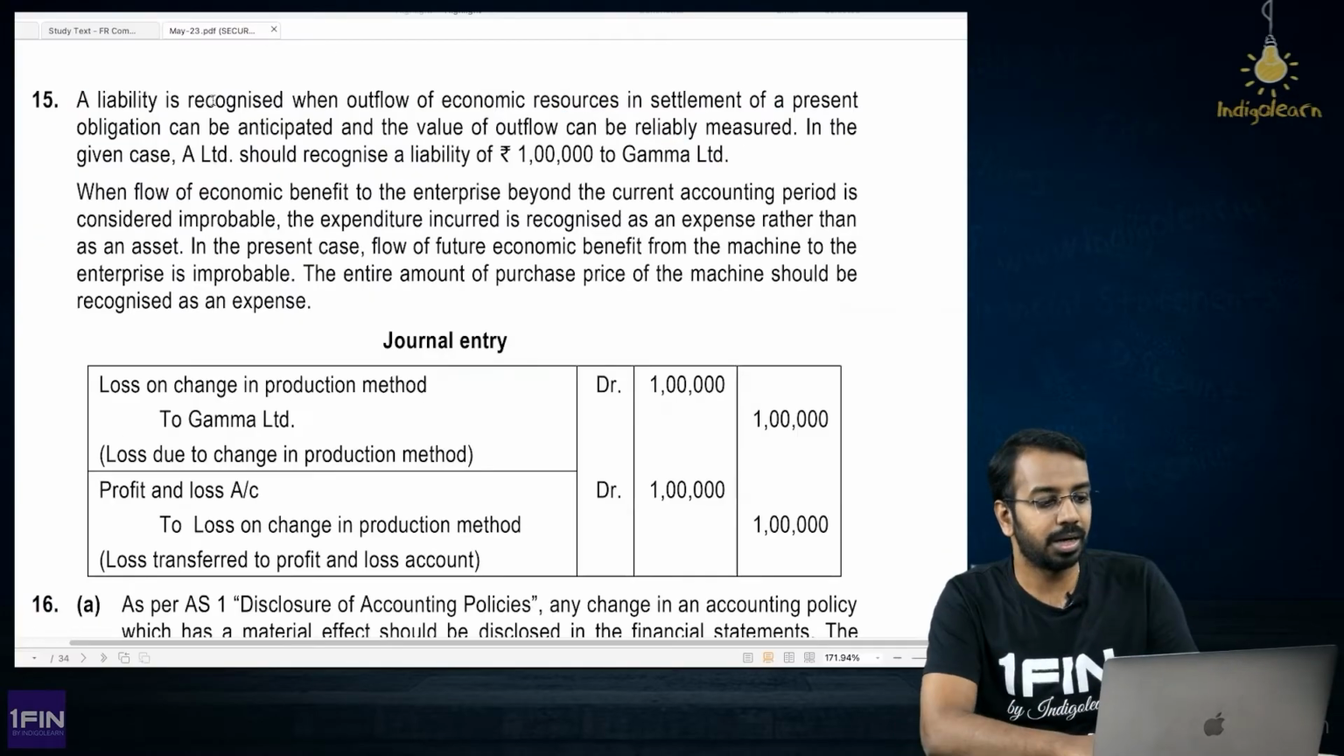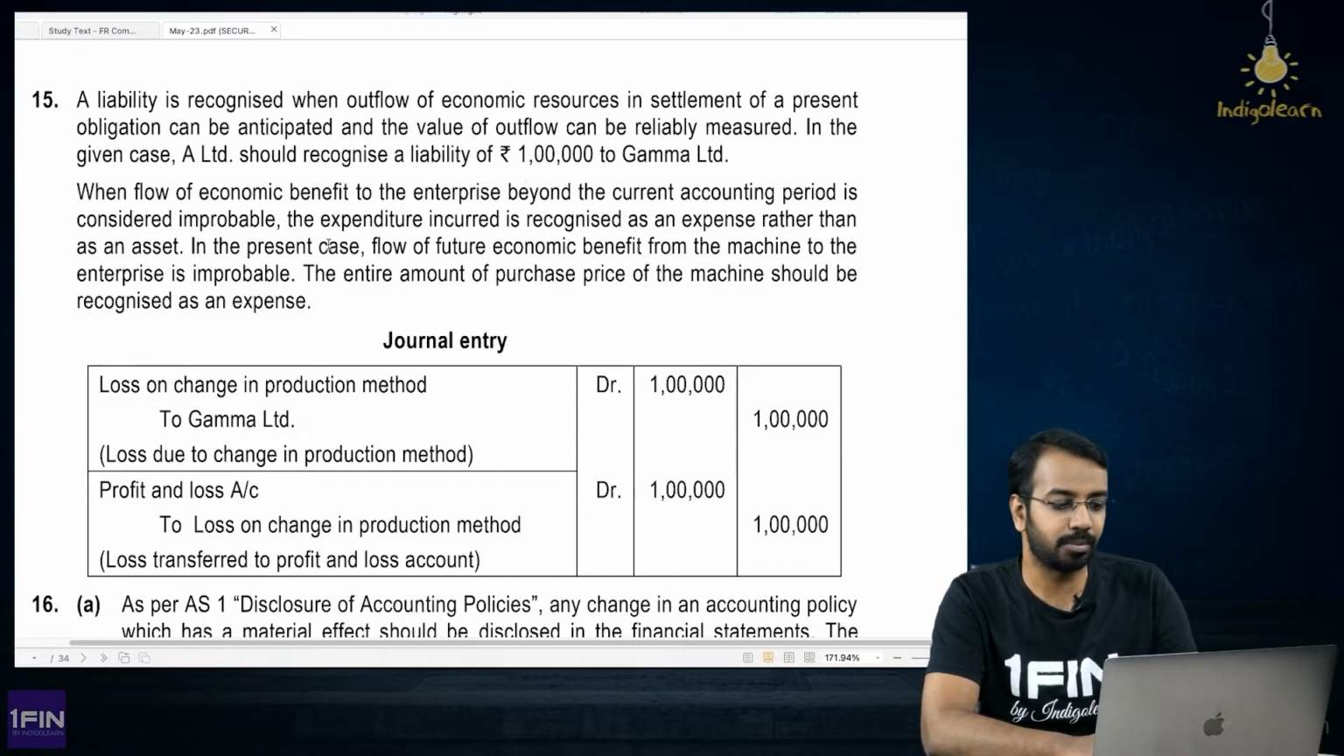So let's see. A liability is recognized when the outflow of economic resources in settlement of a present obligation can be anticipated and the value of the outflow can be reliably measured. In the given case, A Limited should recognize a liability of 1 lakh to Gamma Limited. And when the economic benefit to the enterprise beyond the current accounting period is considered improbable, the expenditure incurred is recognized as an expense rather than an asset.